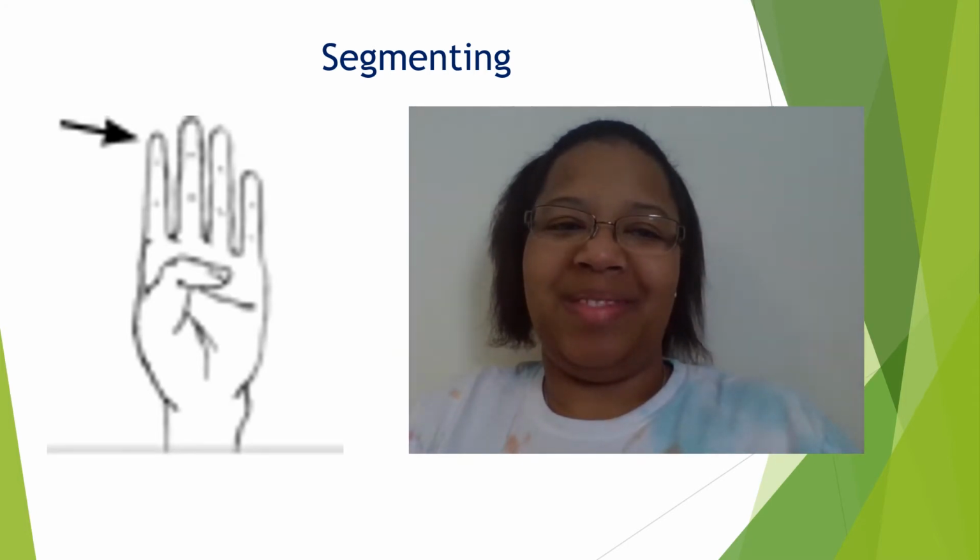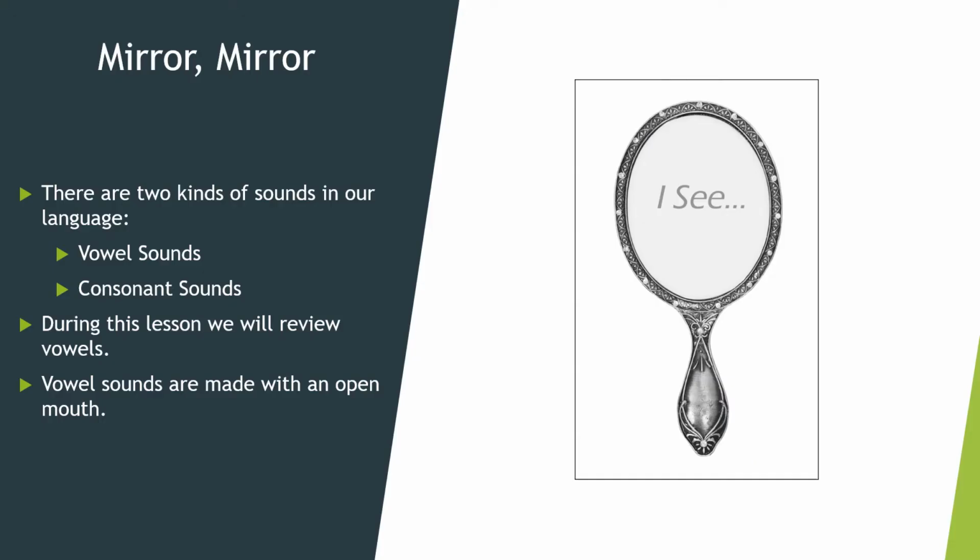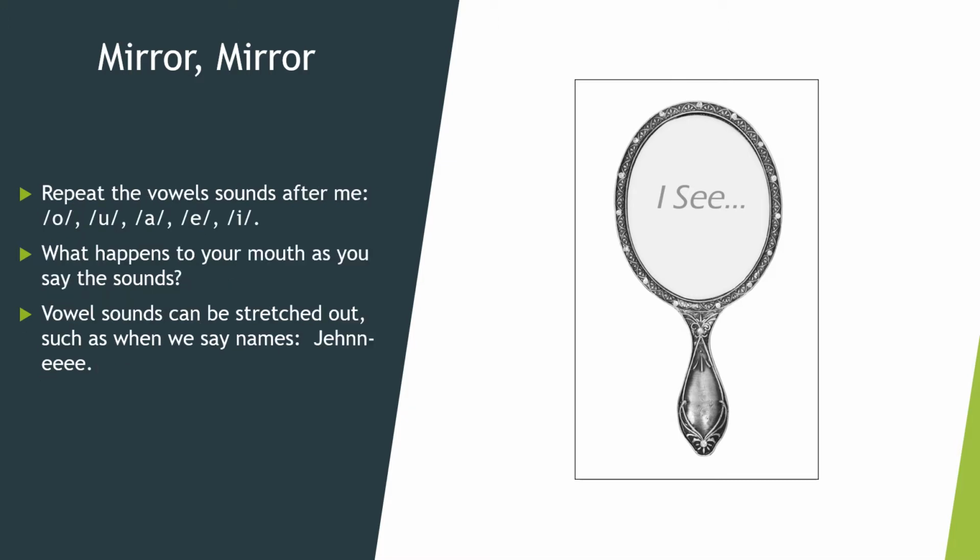Great job. This game is called Mirror Mirror. There are two kinds of sounds in our language. One sound is the vowel sound. The other sound is the consonant sound. During this lesson, we will review our vowel sounds. Vowel sounds are made with an open mouth. Repeat these vowel sounds after me.